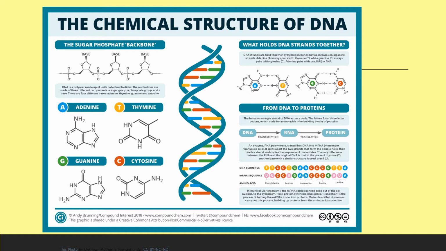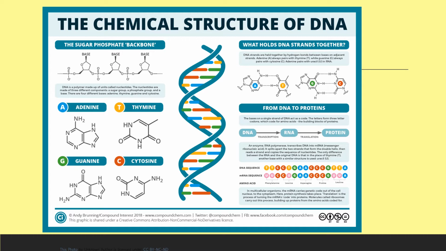Now we can study about the bond which is formed between these two strands. We know that our DNA is double helical, that is, it consists of two strands. The bond that holds these two strands is the hydrogen bond, and it is very important too. The DNA strands are held together by hydrogen bonds between the bases on adjacent strands. Adenine always pairs with thymine and guanine always pairs with cytosine.